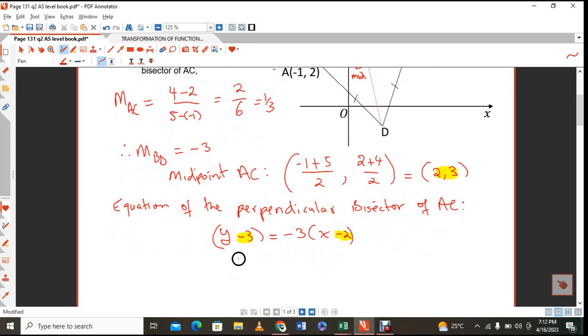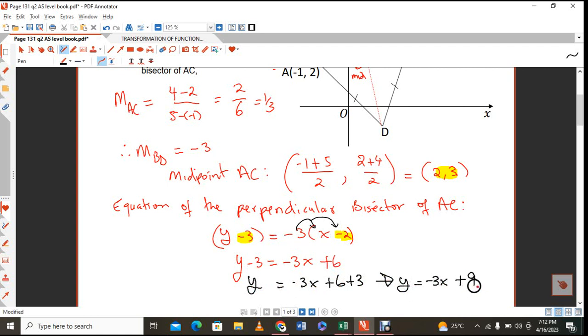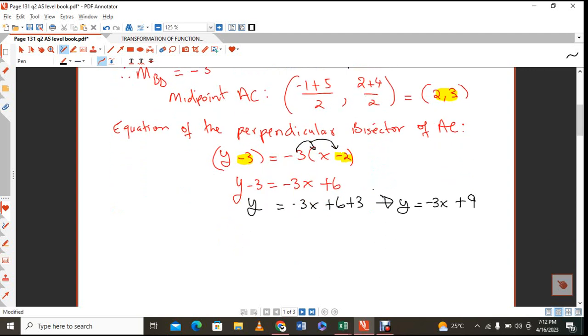Okay, right, so the equation is going to be y minus 3 equals -3x plus 6. Just be careful, once you do your distribution here, you're going to have a negative times a negative, which gives you a positive number. So the equation here will therefore be y equals -3x plus 9. So that's the equation, and that is the solution to the problem that we were supposed to find.